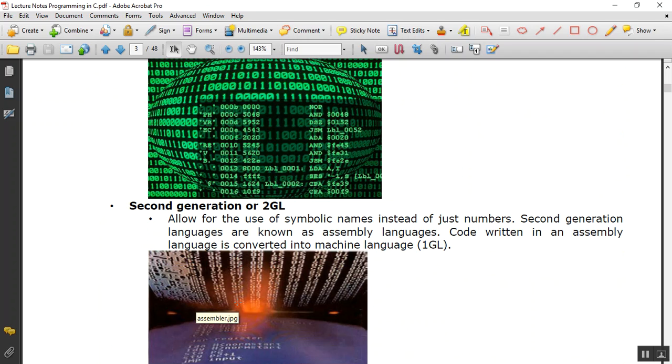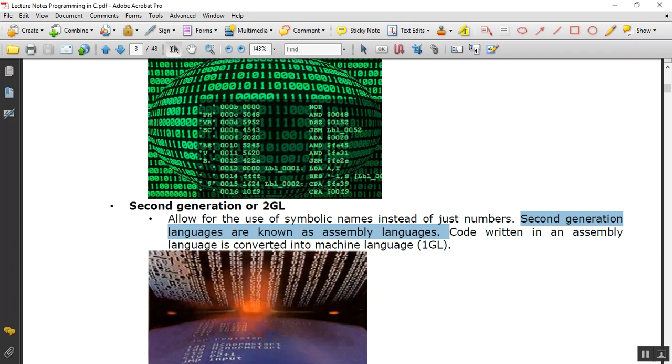In next generation we have got assembly language, which has got a few words in it. So instead of writing whole program in form of 0 and 1, we are using those words, and those words are known as mnemonics. Allow the use of symbolic names instead of just numbers. So instead of numbers we are using certain words. This is a second generation language known as assembly language.